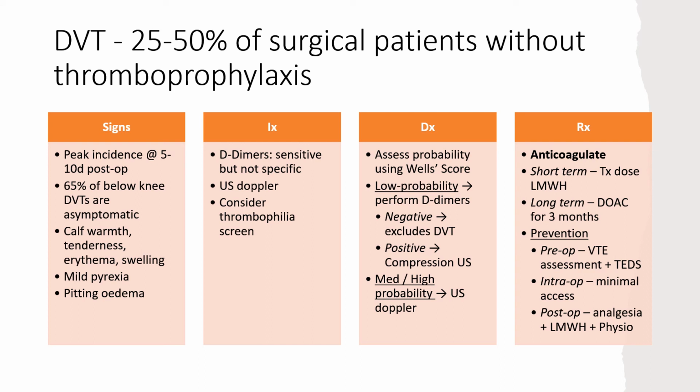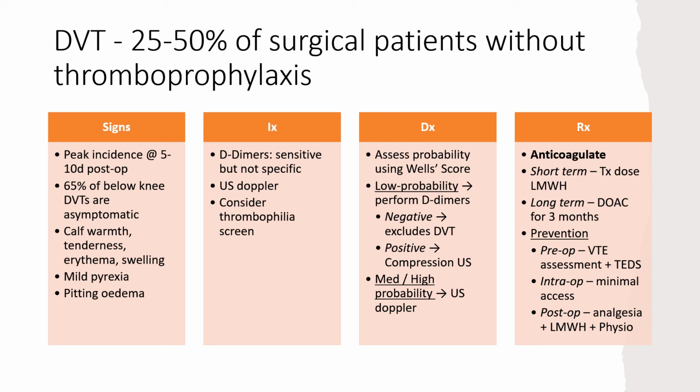And as with any DVT, it presents with unilateral erythema, swelling, and pain. The way you want to approach it is doing the Wells score to help you assess how likely they are to have it. A D-dimer might not be the best option in a surgical patient just because it might be a false positive, and as such, you want to go for a Doppler if you're suspecting DVT.